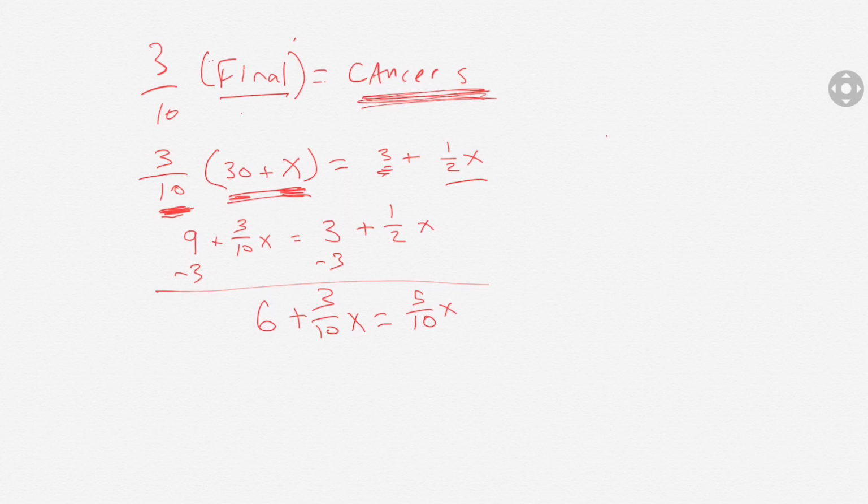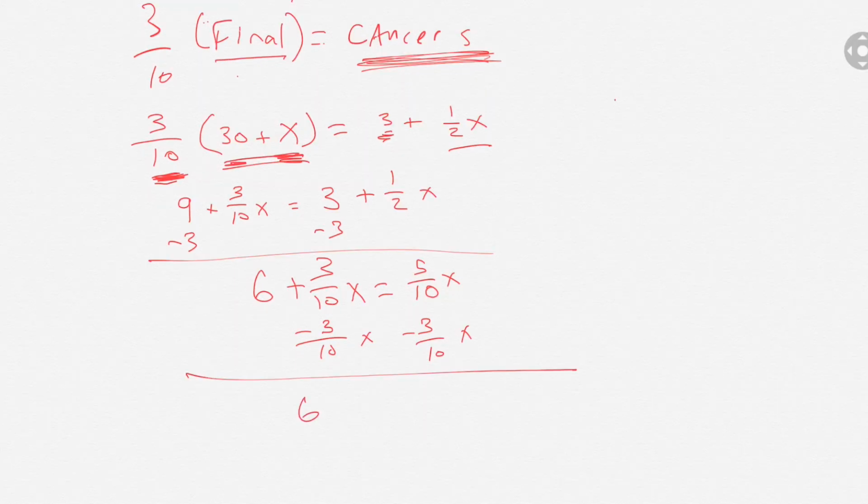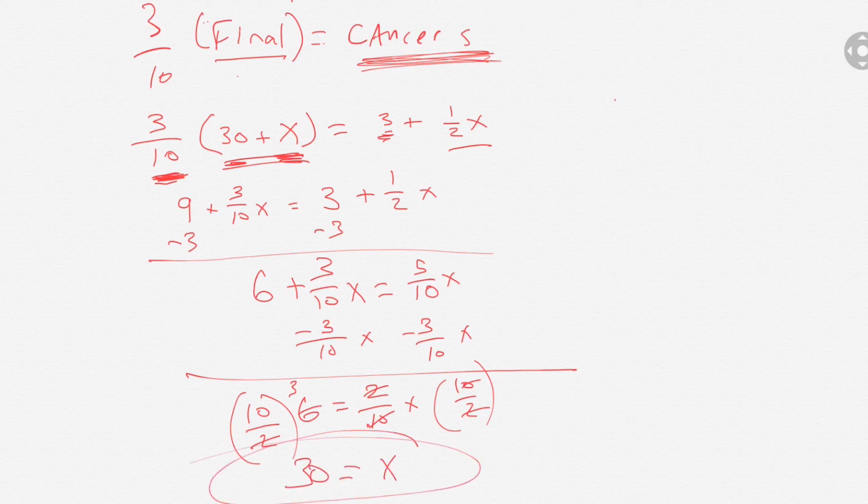Now, we have 6 plus 3/10 X equals 5/10 X. We subtract 3/10 X from each side, so we get 6 equals 2/10 X. Then we multiply each side by 10/2. X equals 30. That's the answer. So we must add 30 students.